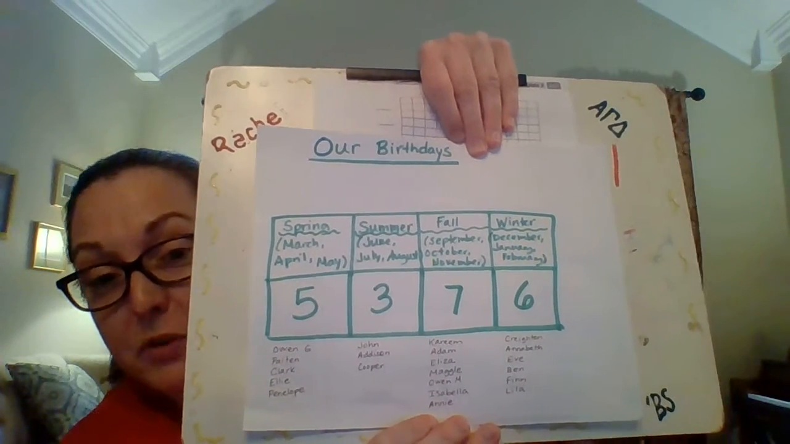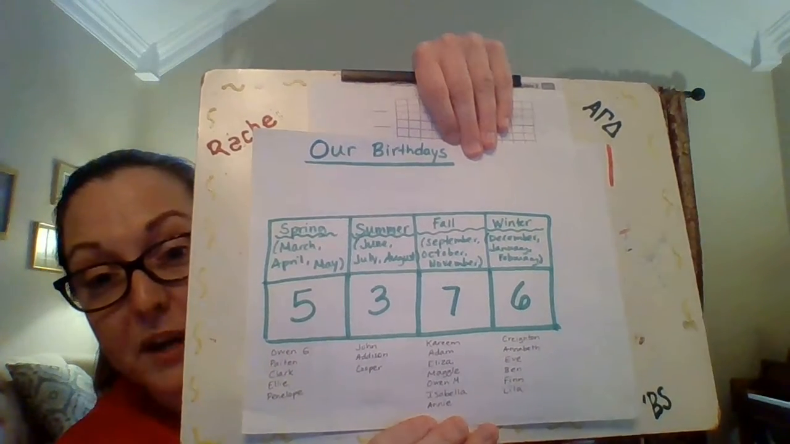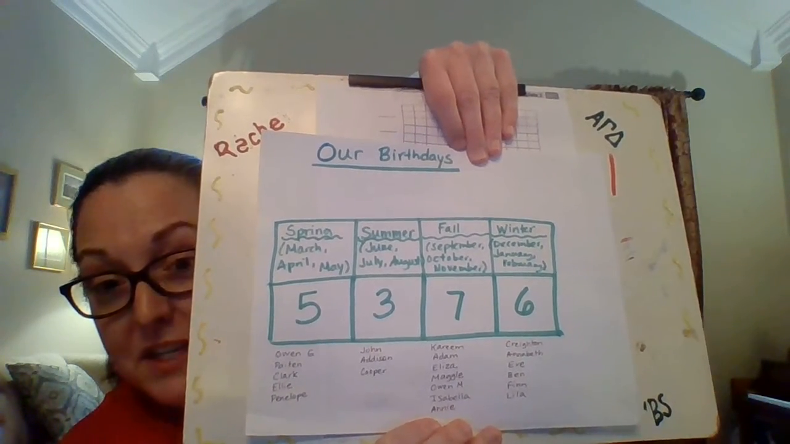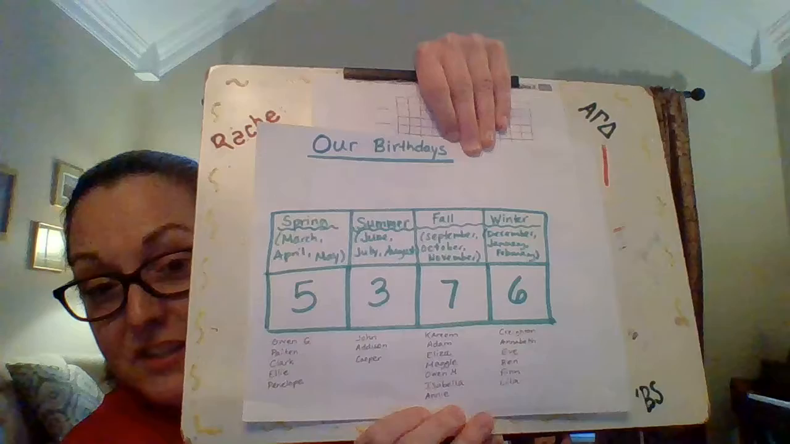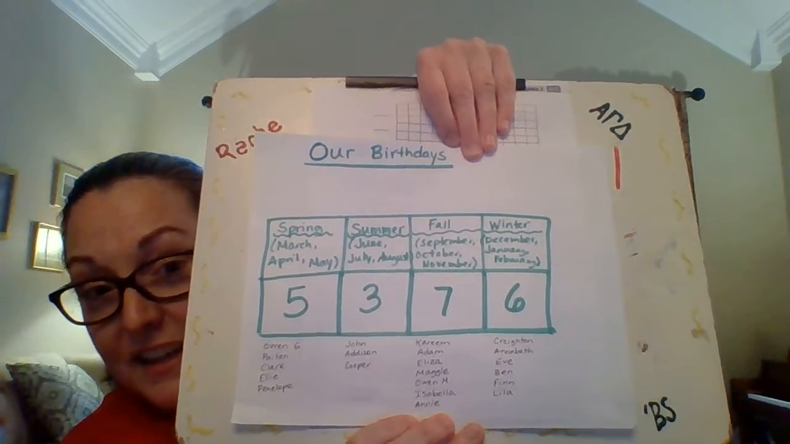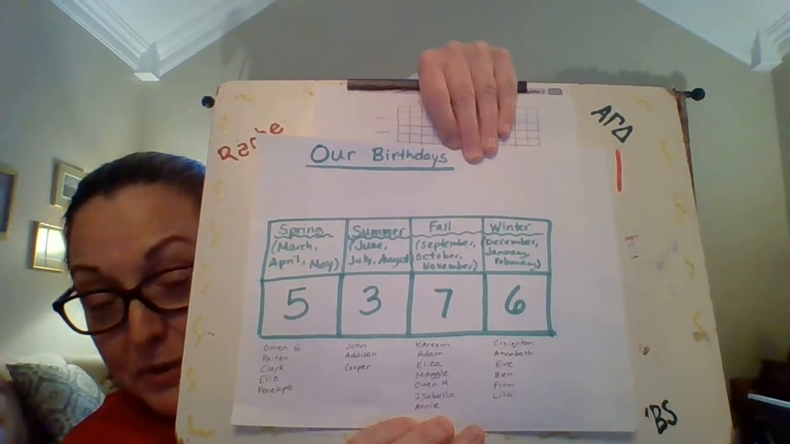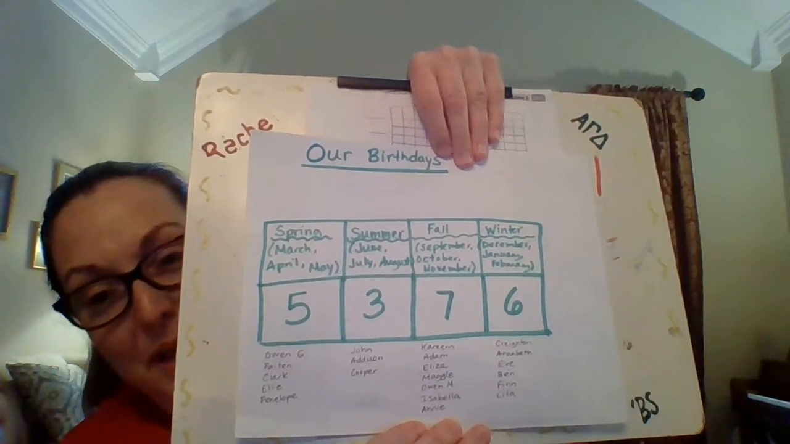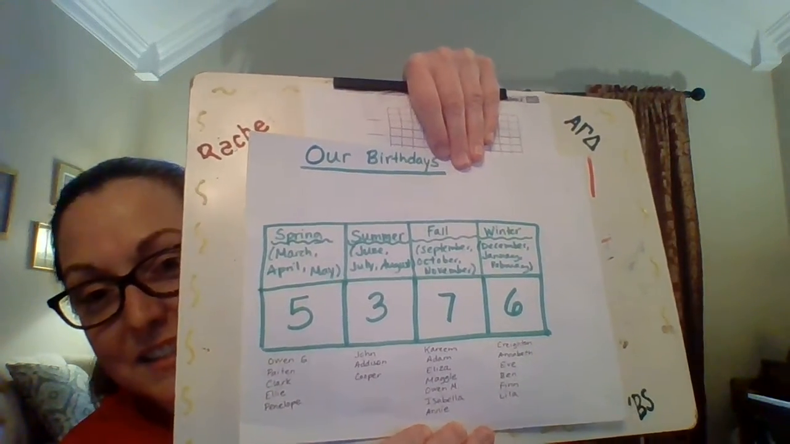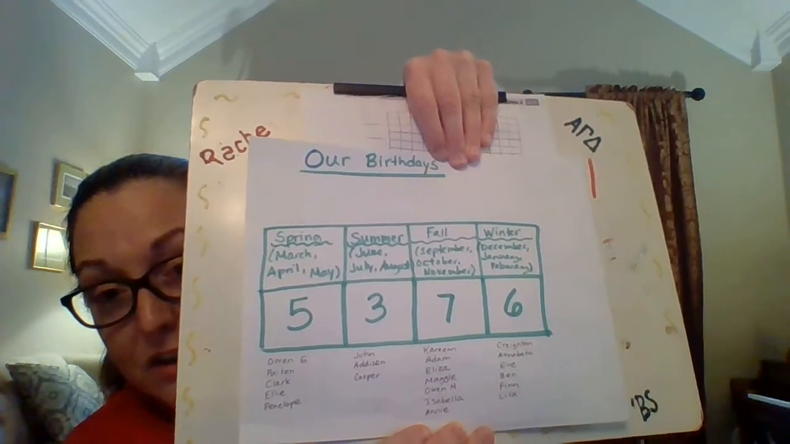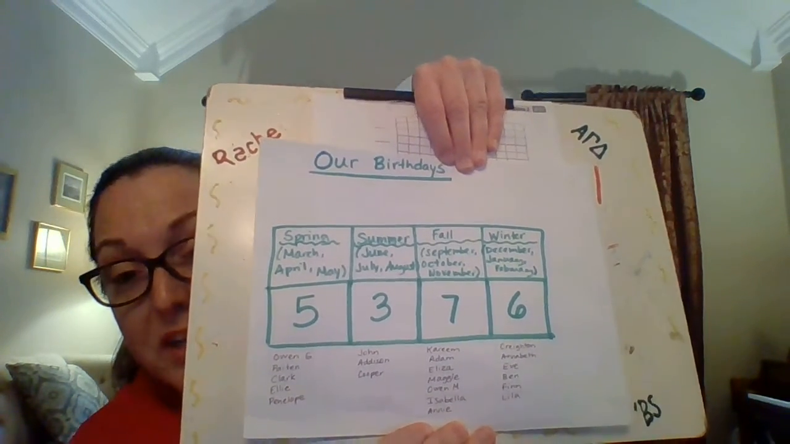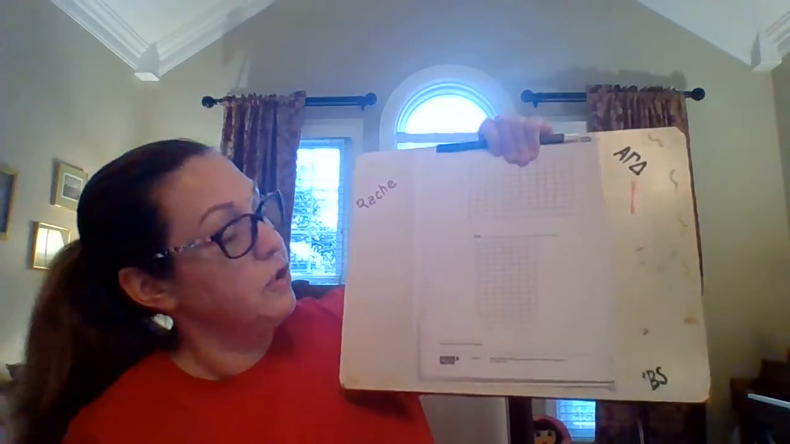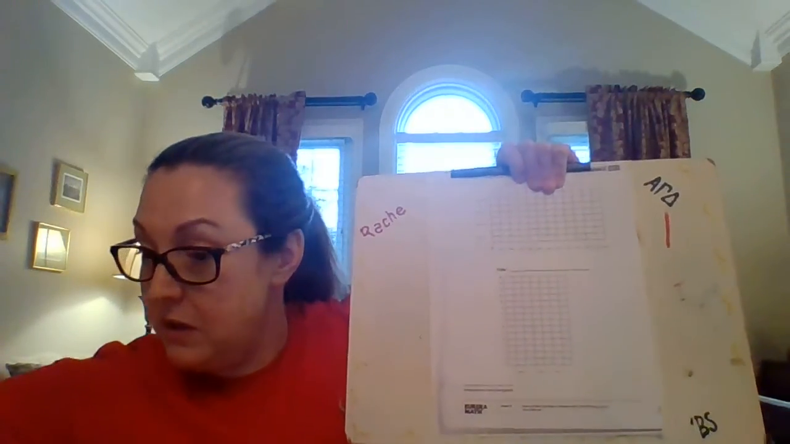So you can tell from my chart that in spring, we've got 5 birthdays. We've got 3 summer birthdays, 7 fall birthdays, and 6 winter birthdays. So that is everybody in our class. My birthday's not in there. It's just the kids. Okay, so here is our data table. Now we're going to use this to create a chart of this information.